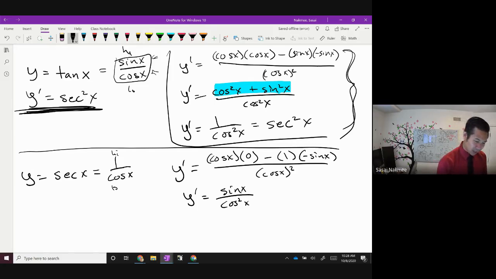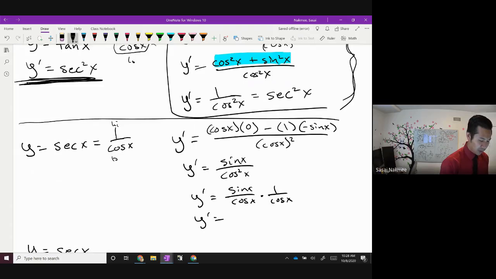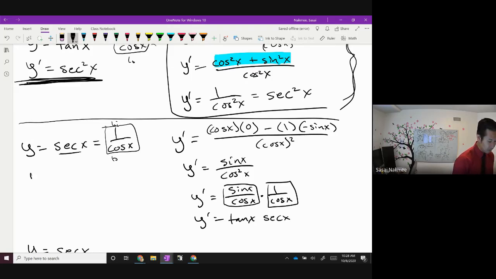And again, that looks like it's simplified enough, but you could actually simplify this further. Y prime could be written as sine x over cosine x times 1 over cosine x. And that simplifies out to, you ready for this? Sine x over cosine x, you can simplify and combine as tangent of x. 1 over cosine of x, we just defined that, right? 1 over cosine of x is secant x. So what's the derivative of secant x?